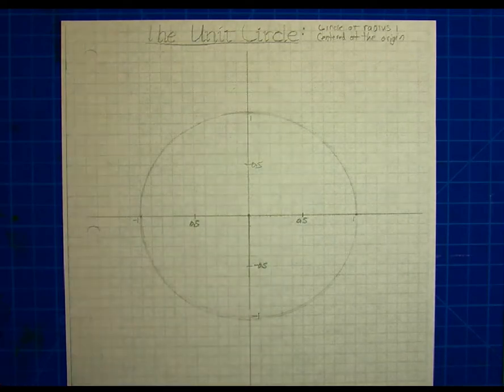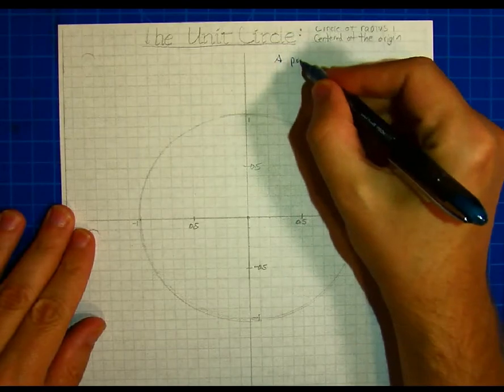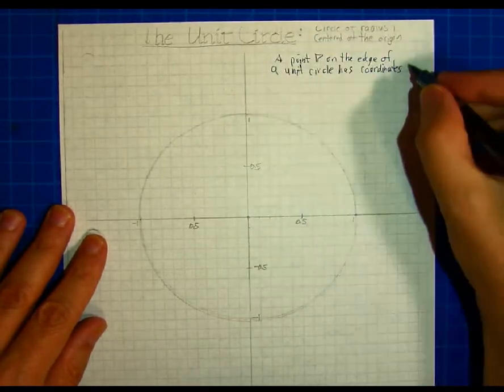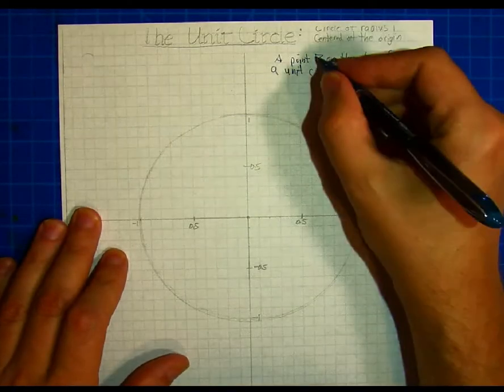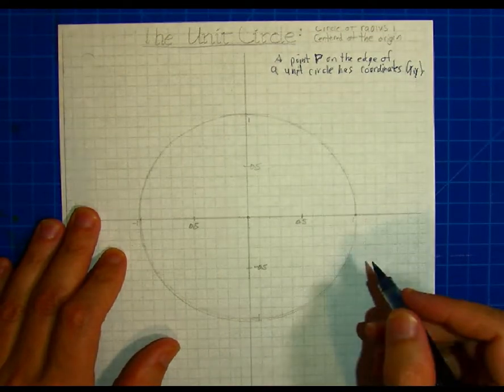To define our first trig functions, we need to start with a definition. We're going to say a point P on the edge of a unit circle has coordinates x, y. That's not really surprising because any point in the plane we can describe with coordinates x and y, but let's just draw in a little example here.